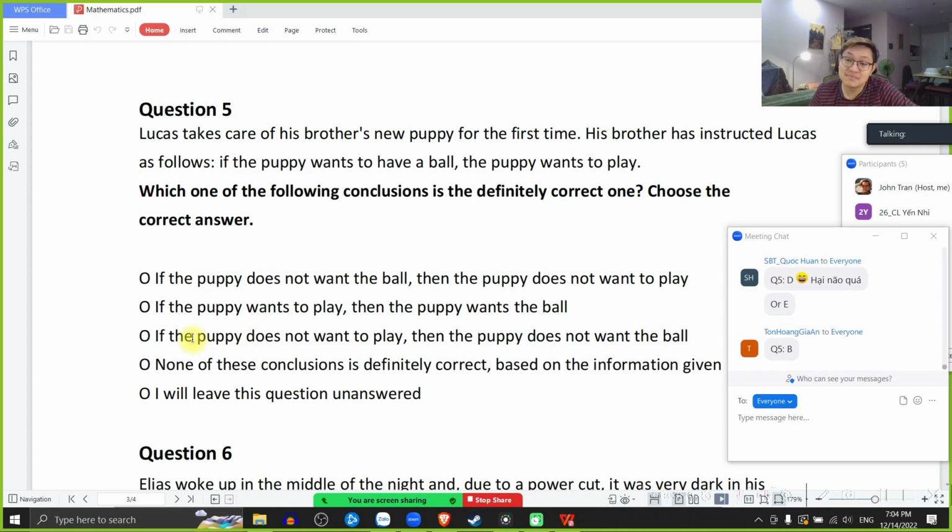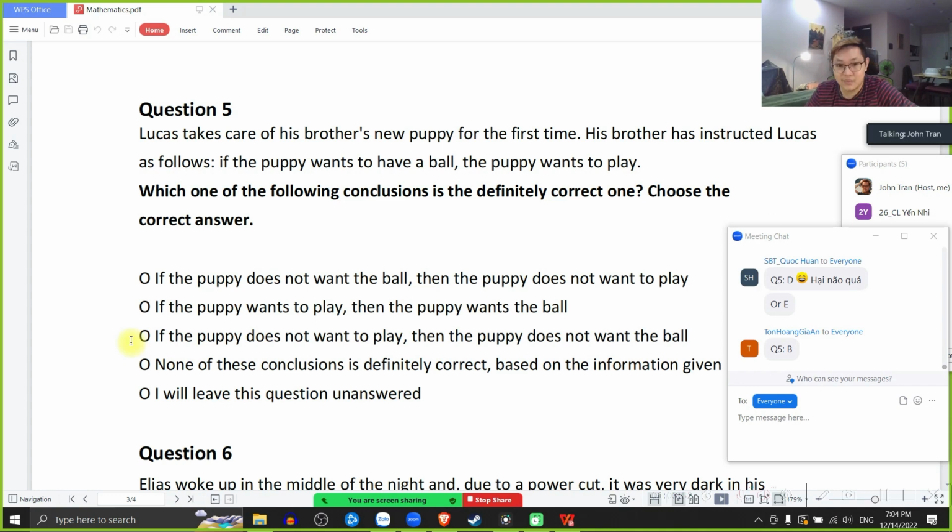Why? Tại sao? Okay, câu B. If a puppy wants to play, then a puppy wants the ball. Nếu con cún con này nó muốn chơi thì con cún con này muốn chơi banh, không chắc nha, lỡ là nó muốn chơi nhưng nó muốn cái khác thì sao? Nó cũng giống cái logic của câu A. What if the puppy wants to play but he wants something else but not the ball? So this is not a definitely correct conclusion. Nó cũng chẳng phải câu mà kết luận hoàn toàn đúng được cả.